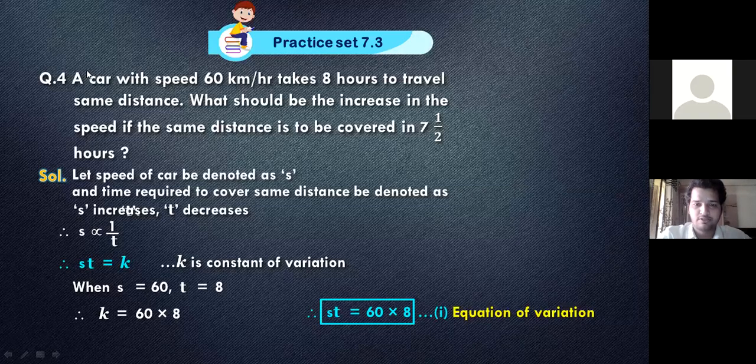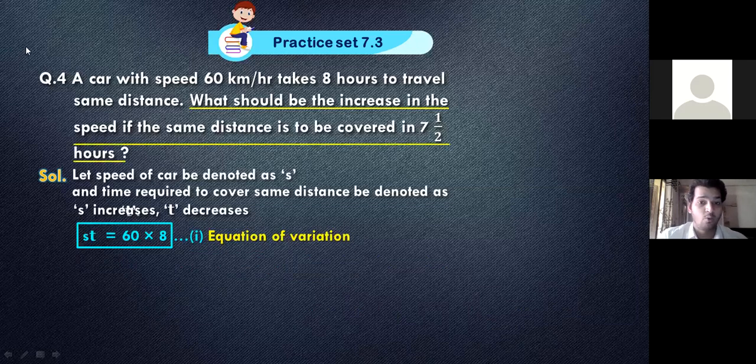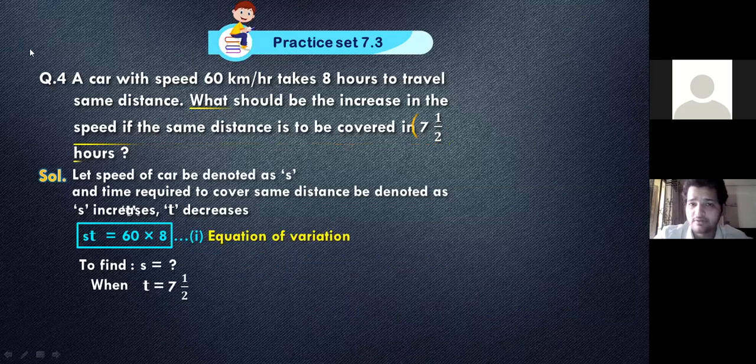Now, by using the equation of variation, we will solve the next part. Let us understand that. What should be the increase in the speed? So we have to find speed when the same distance is covered in 7.5 hours. Now this style of writing the numbers is called as mixed fraction, 7.5. How to solve it? Let us understand first of all. Okay, students? Fine. So understand this now.